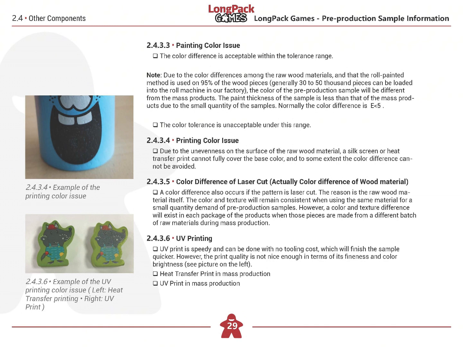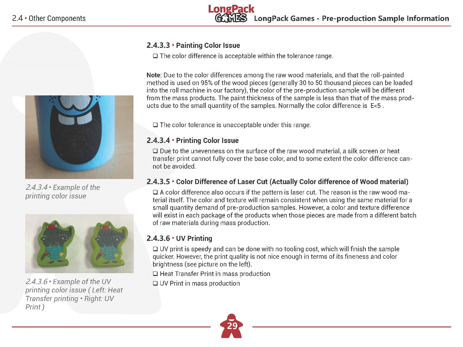Color difference of laser cut. Actually, color difference of wood material. A color difference also occurs if the pattern is laser cut. The reason is the raw wood material itself. The color and the texture will remain consistent when using the same material for a small quantity demand of pre-production samples. However, a color and texture difference will exist in each package of the products when those pieces are made from a different batch of raw materials during mass production.